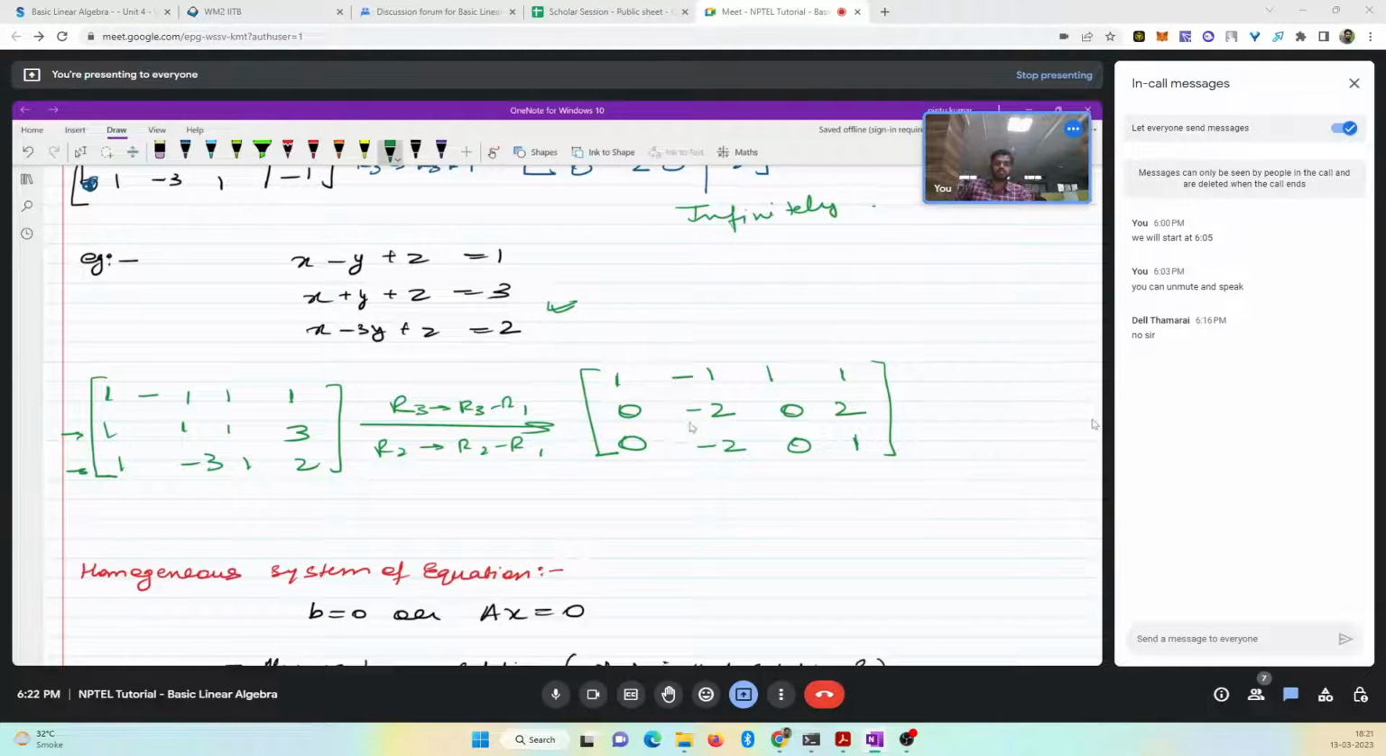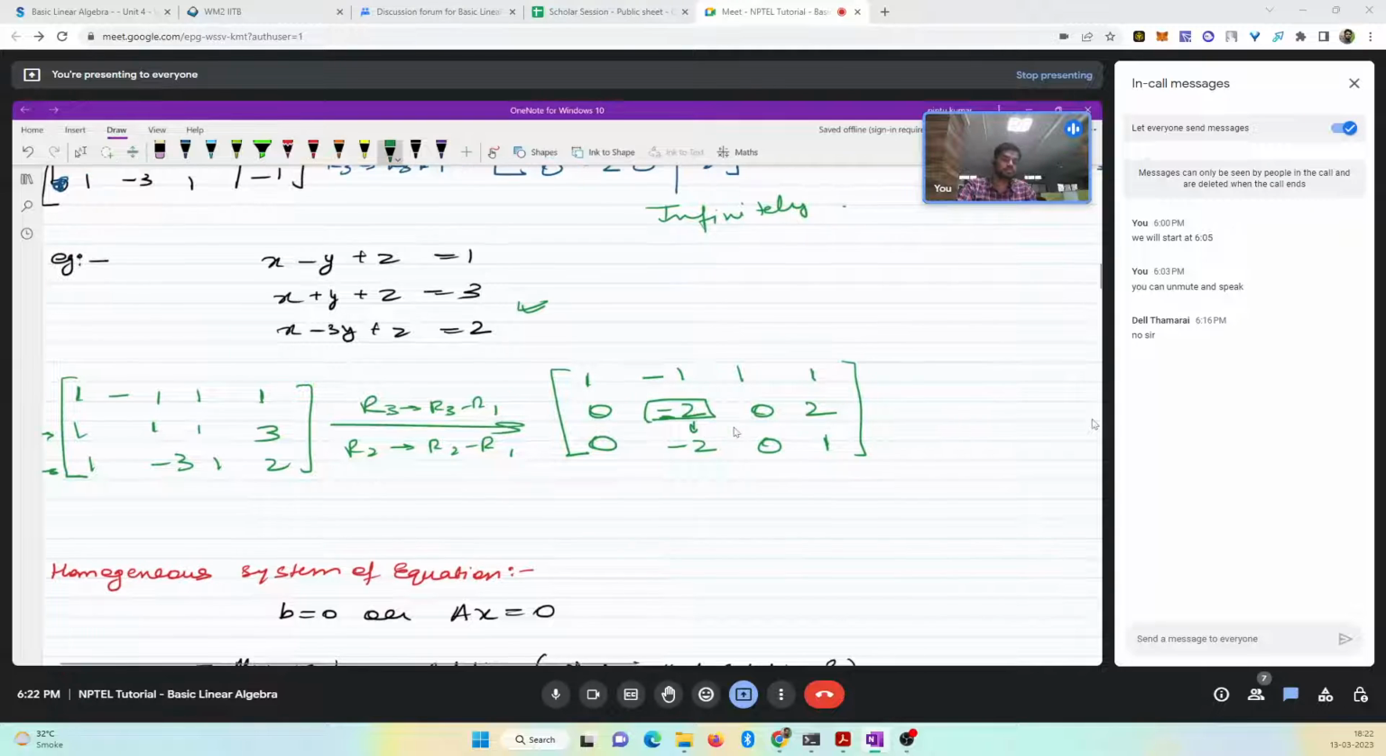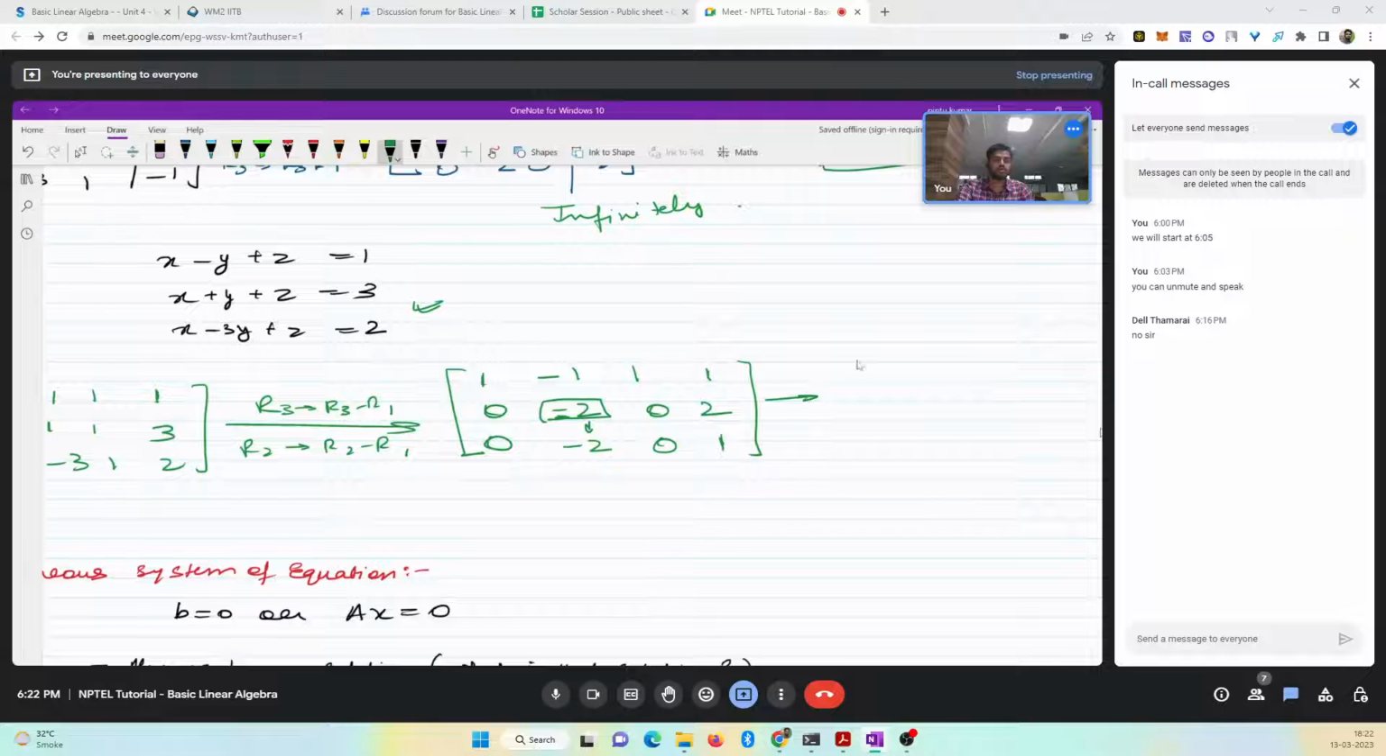Now you see that this entry is a pivot element. We want the entry just below that to be 0. 1, minus 1, 1. This is 0. Minus 2, 0. This is still over here. This is 0, 0, 0. As I'm subtracting, this is minus 1. So the operation here was R3 goes to R3 minus R2.